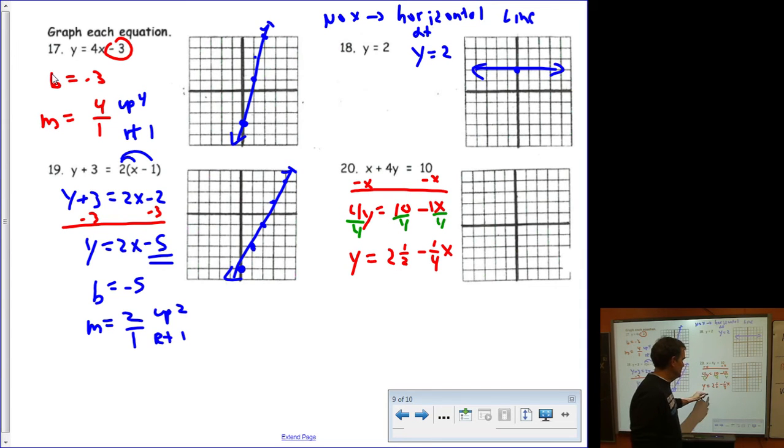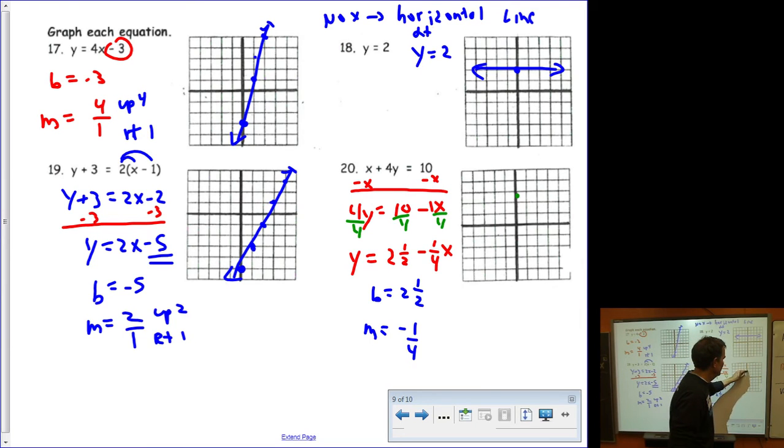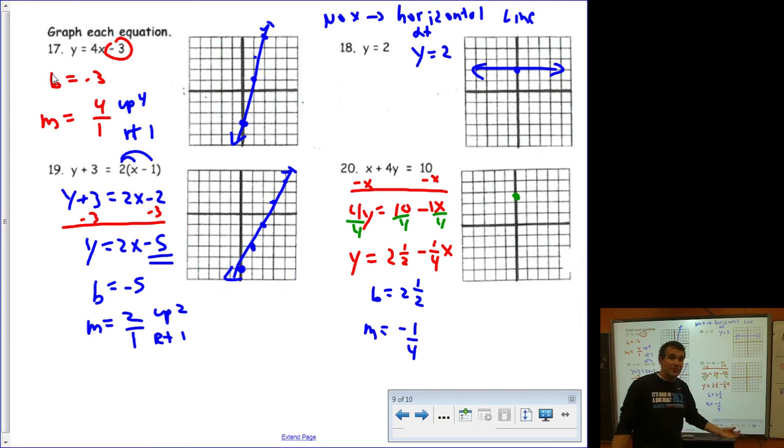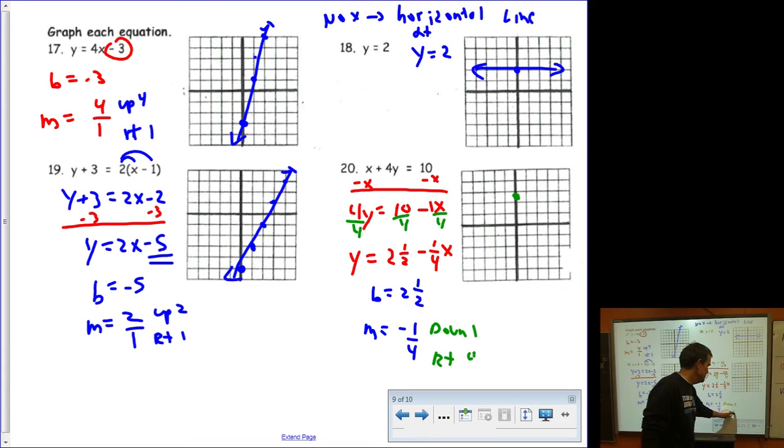I now know that the y-intercept is 2 1/2, and the slope is -1/4. So I would start by putting a dot at the y-intercept, 2 1/2. Notice that's halfway between 2 and 3, right? And the slope is telling me to go down 1, right 4. So from here I could go down 1, which is also in between blocks. 1, 2, 3, 4, right 4, and that'd be another point.